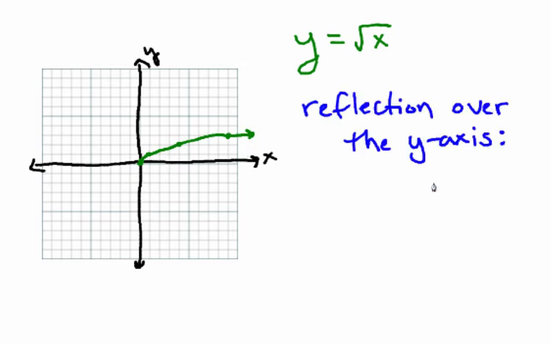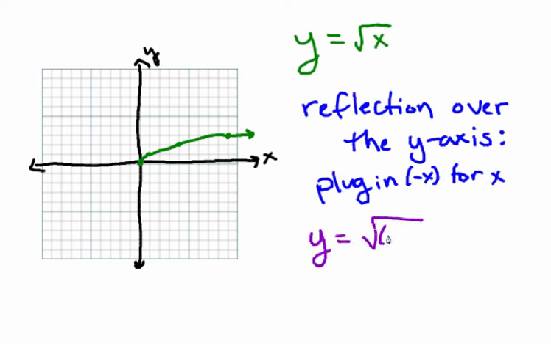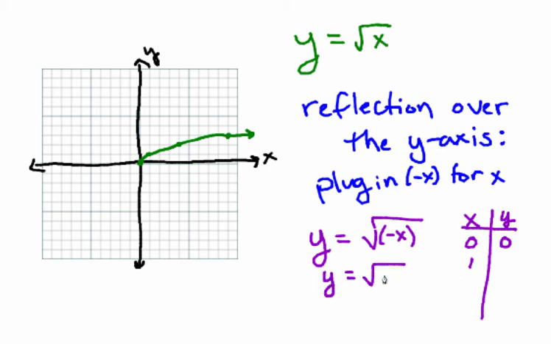So the rule for reflection over the y-axis is to plug in a negative x for x. That would get us y equals the square root of negative x. So let's try this again with the same numbers as last time. If we plug in 0, we get negative 0, which is just 0, and the square root of 0 is 0, so that one works fine. What if we plugged in 1? Then we would get the square root of negative 1, which is not defined as a real number. So we're not going to be able to plug in 1.